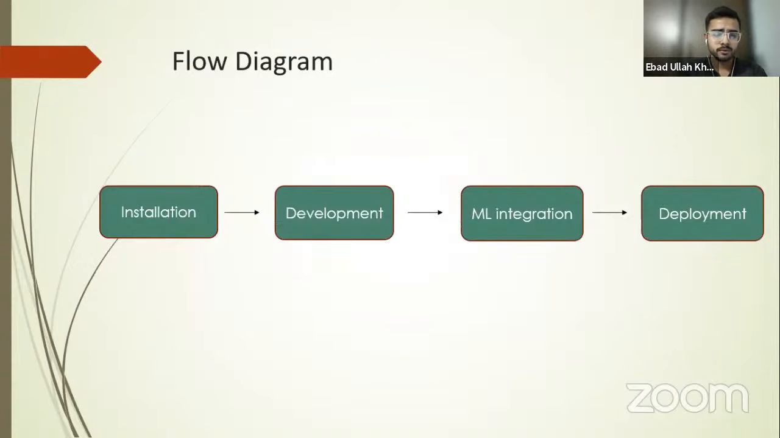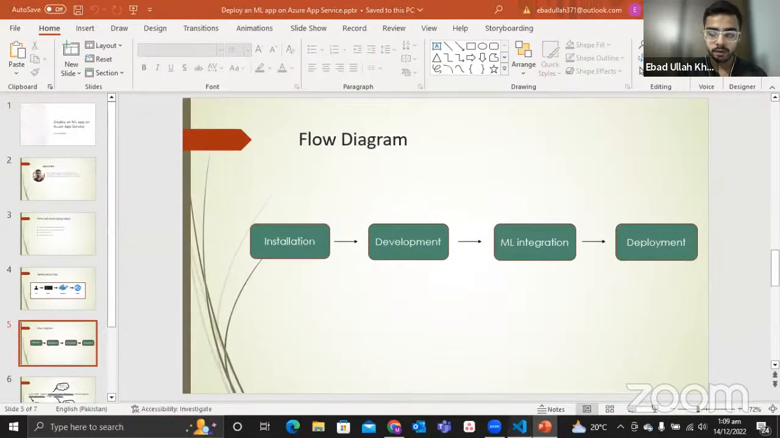So the flow diagram is really easy. We will be installing some dependencies, for the people who don't have them, and then we will develop the application. We will be live coding, integrate machine learning into that code, and then deploy the application. That was a really short slide, and I'm sorry it's not explained in much detail, but as it is a live coding session, we will be diving into that.